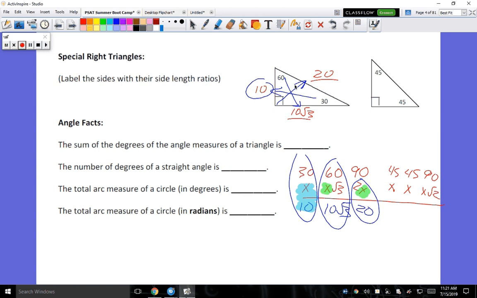Let's do a difficult one with these tables. Let's say that we were going to do 45, 45, 90, but that this time they put this as 10. You with me? So opposite of 90 is 10. Now let's solve for x. What do I do?